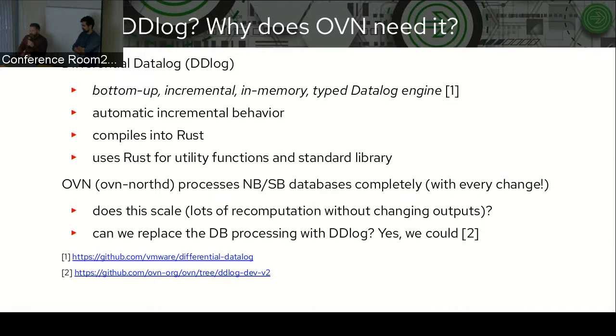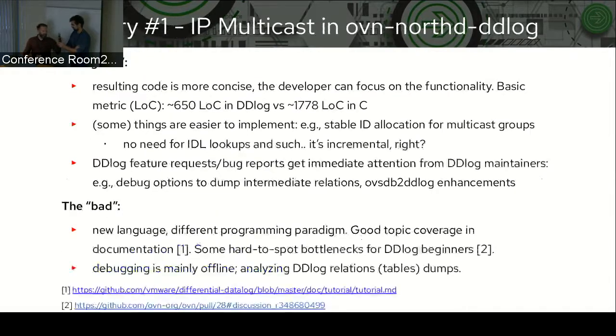Well, the two of us here spent some time doing some ddlog stuff, and so we're here to share a couple of testimonials with you real quick. So I'm going to hand it off to Dumitru first to talk about his changes that he did in ddlog.